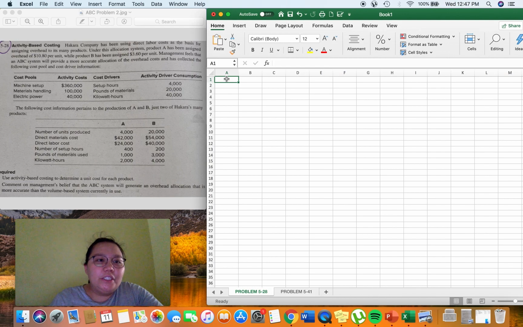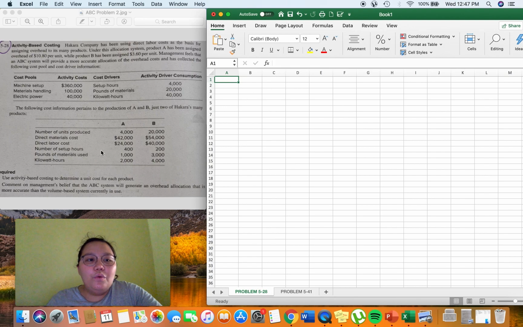So we have machine setup, materials handling, electric power, and we also have the activity cost and the corresponding cost driver for each cost pool. Okay, and then the activity driver consumption is also given to us. The following cost information pertains to the production of A and B, just two of Hakara's many products. So we have the number of units produced, direct materials cost, direct labor cost, number of setup hours, pounds of materials used, and then the kilowatt hours, of course.